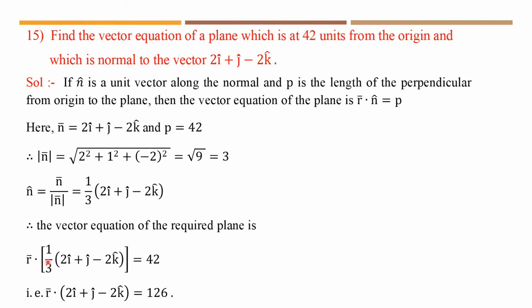r vector dot n cap, that is 1 divided by 3 into (2i plus j minus 2k), equal to p. p is the distance, 42. Take 3 into 42: 3 into 2 is 6, 3 into 4 is 12, so 126. We get r vector dot (2i plus j minus 2k) equal to 126, which is the equation of the plane.